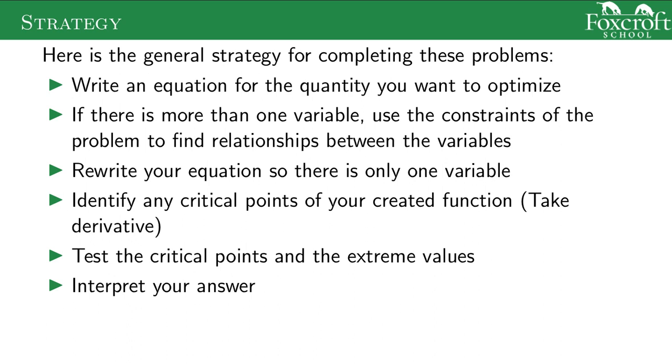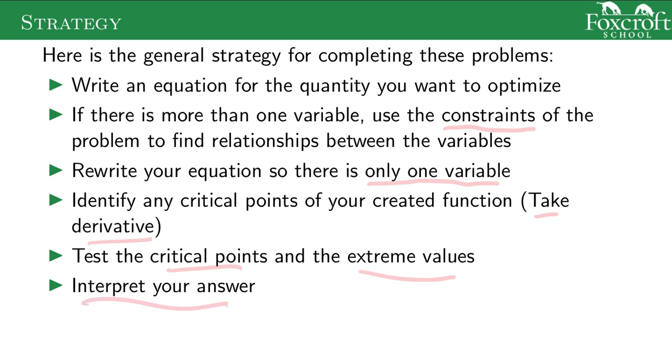If there is more than one variable, what you're going to do is use the constraints of the problem. Constraints are the restrictions, whether it's 100 feet of fencing or a box that has a volume of 36 feet cubed. Use those constraints to make an equation and find a relationship between the variables that you have. You can plug that in to make sure your equation only has one variable. And then from there, it's finding the critical points. The way we find critical points is we take the derivative, set it equal to 0, and then test the critical points and the extreme values, and then figure out which one makes sense for your problem.